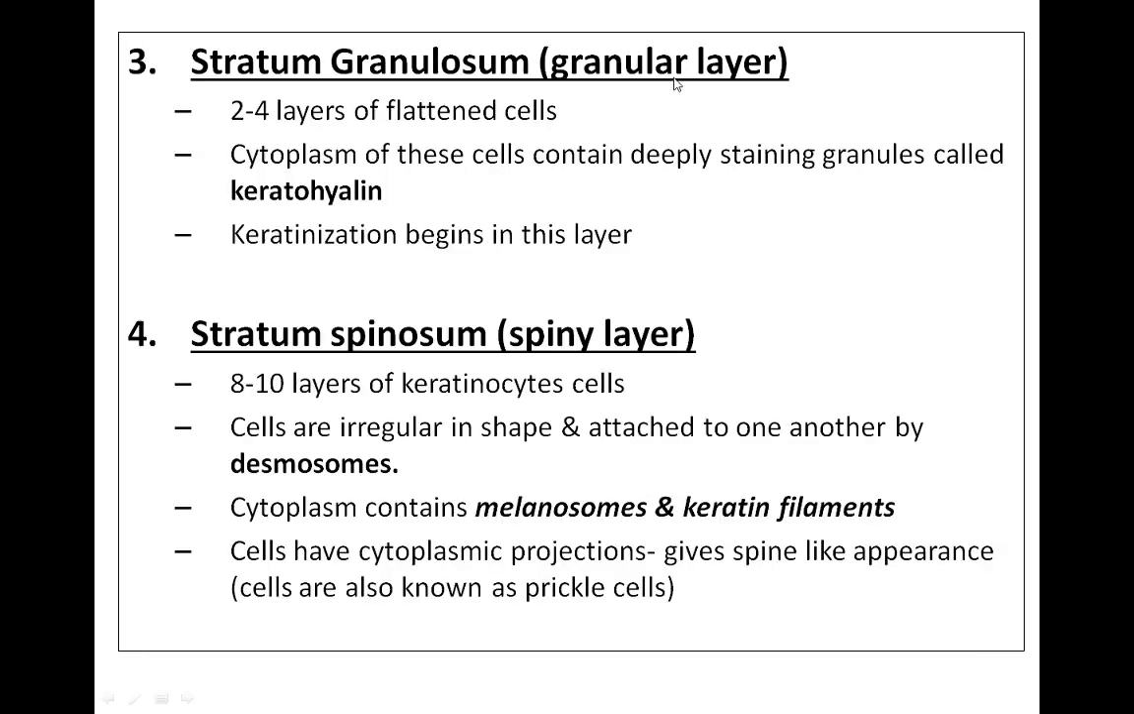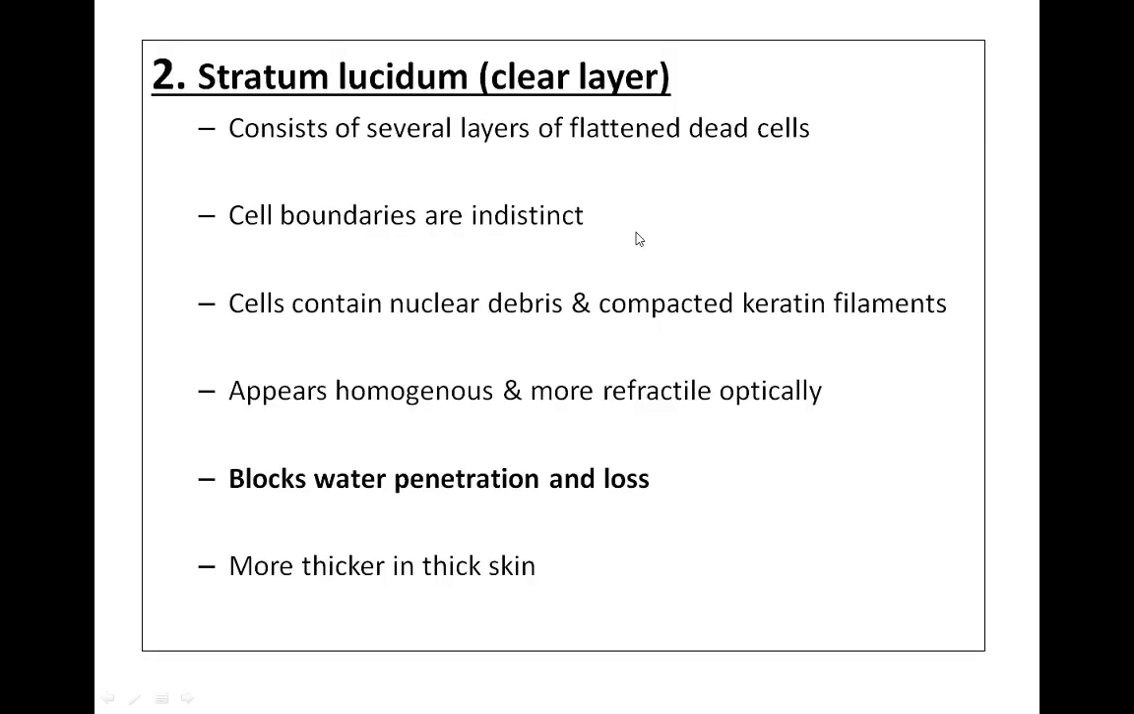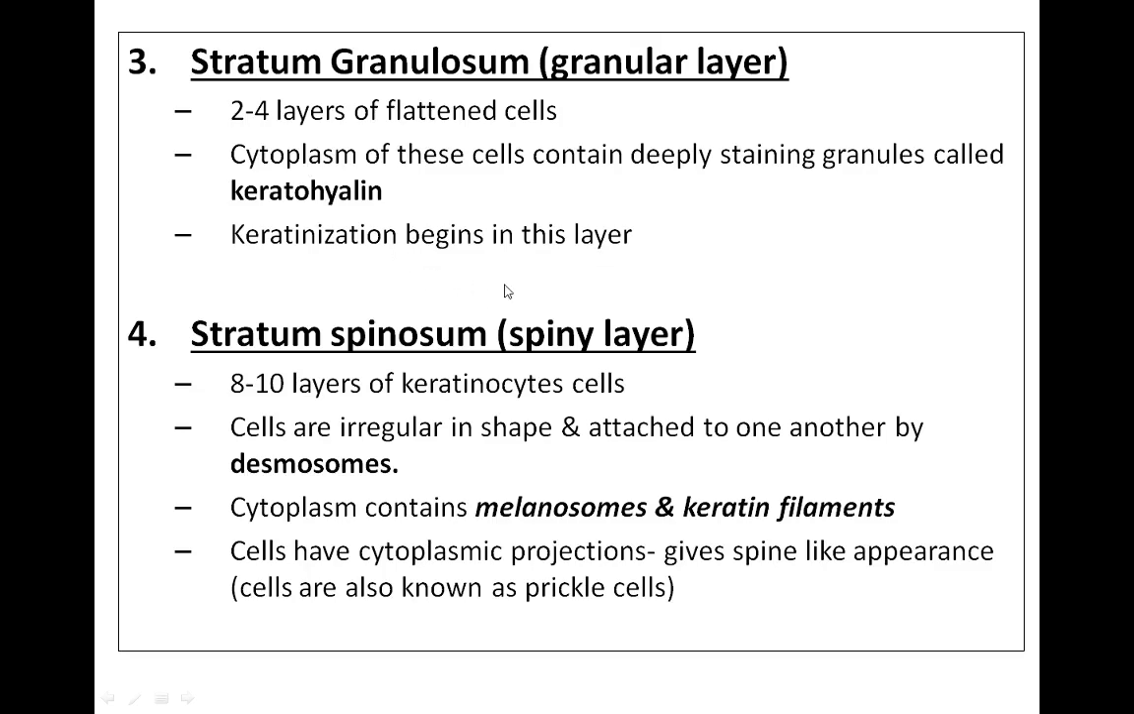granulosum, that is the granular layer. It is 2 to 4 layers of flat cells again, and the cytoplasm of these cells contains deep staining granules, which are known as keratohyalin. See here, these are flat cells, and in the cell cytoplasm some granules are there. That is why there are dot structures. These dot structures are nothing but granules in the cytoplasm, and these granules are known as keratohyalin. Keratinization begins in this layer.